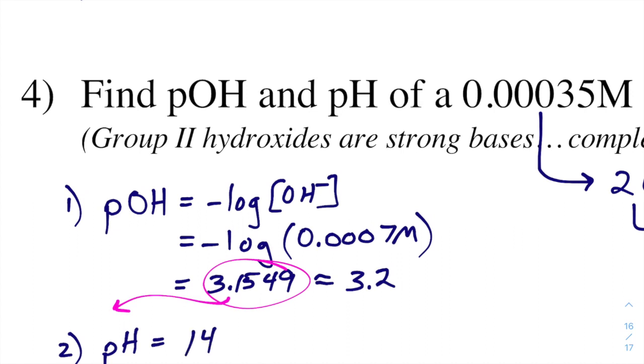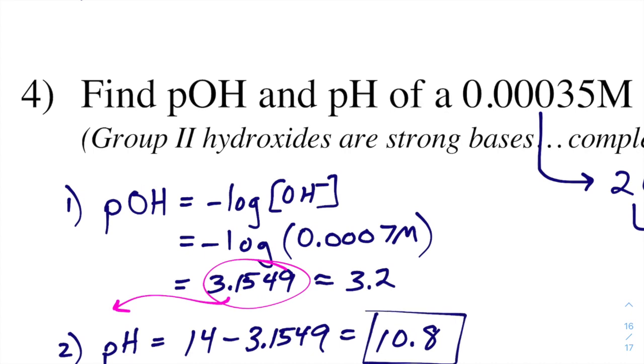So very simple, they have to add up to 14. So 14 minus 3.1549, and you get 10.845. I would have one digit after the decimal, so that's 10.8. Notice that these two values will add up to 14. They have to.